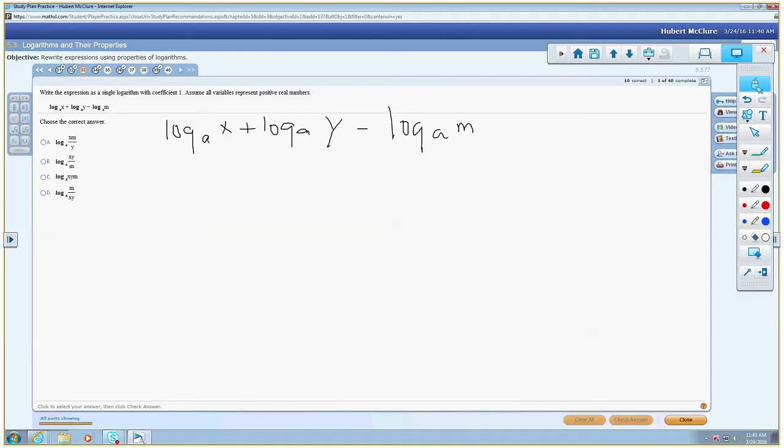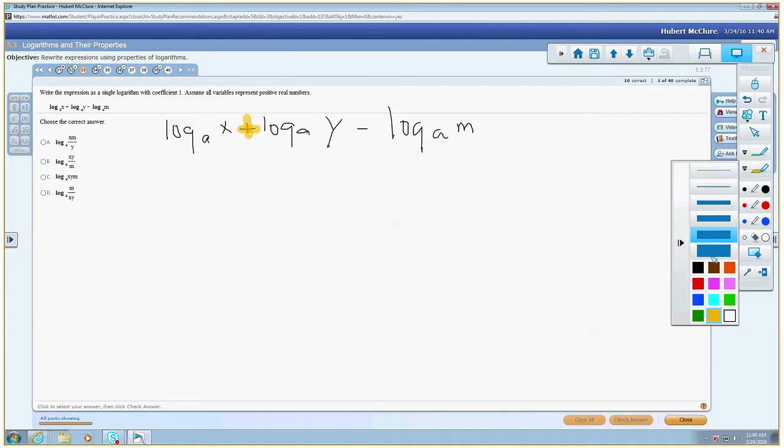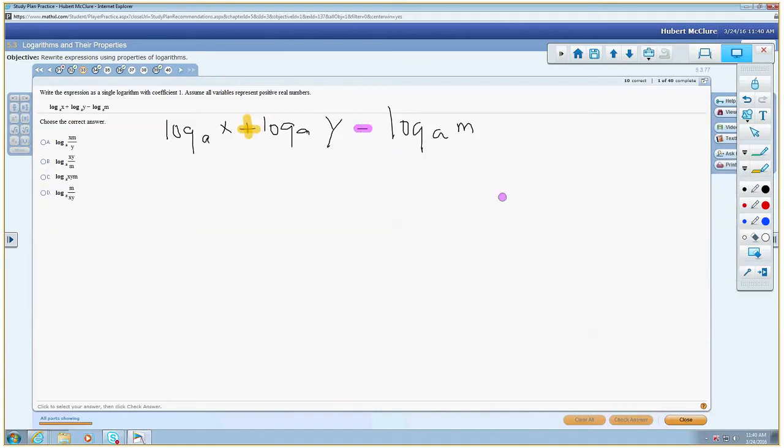All right, so we've got a plus here. So take our handy dandy highlighter. That plus represents what? Multiplication. This negative represents what? Division, Hubert. That's right, class. Because not only can you go from division to subtraction and multiplication to addition, you can go the other way. You can go from addition to multiplication and subtraction to division.